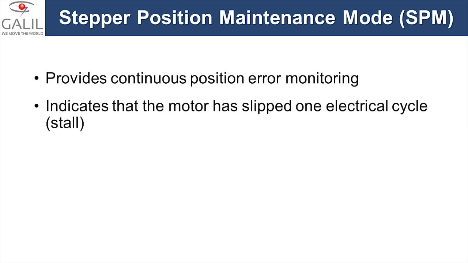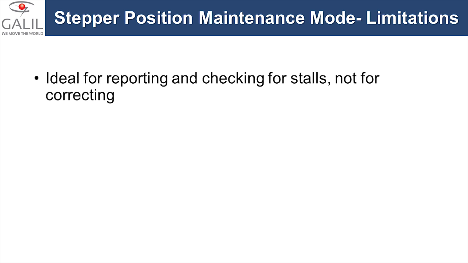The stepper position maintenance mode executes an internal monitoring of the stepper motor's commanded position and the motor's actual position, as reported by the encoder. The controller will then continuously monitor the position error to determine if the error exceeds the limit of 3 full steps. If you've slipped more than 2 full steps, you've slipped into the previous electrical cycle and a stall is occurring. This mode is good for detecting and reporting stall conditions, but not for correcting them. If you need to continuously correct for position error, you would want to use one of our next methods, closed-loop microstepping.